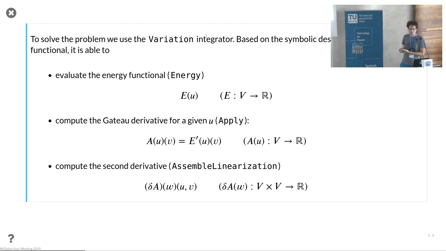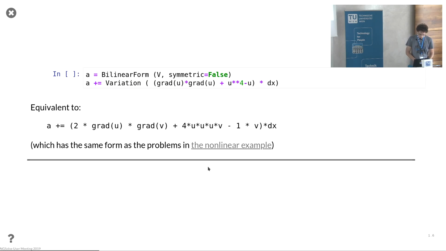First of all, you can ask to evaluate that cost functional, so the energy. Here, then you want to apply. So what is the apply is essentially the derivative of that cost functional with respect to your state u. So that gives you a linear form that you get by calling the apply function to that bilinear form then. Or you can also obtain the second derivative, which corresponds to the assemble linearization in NGSolve. So here you can write down variation. So this is the problem now put in very symbolically into your bilinear form.